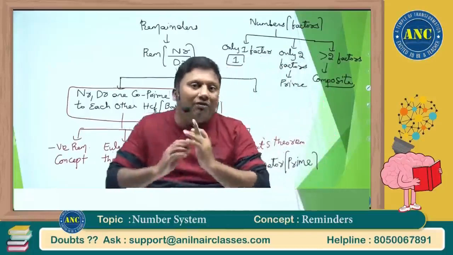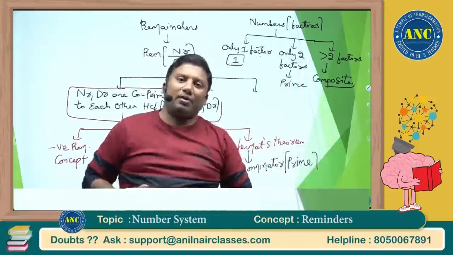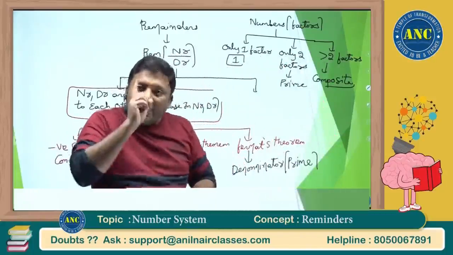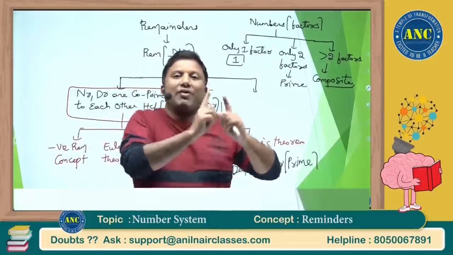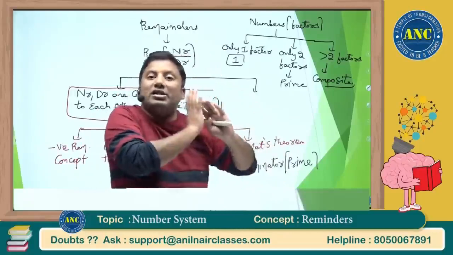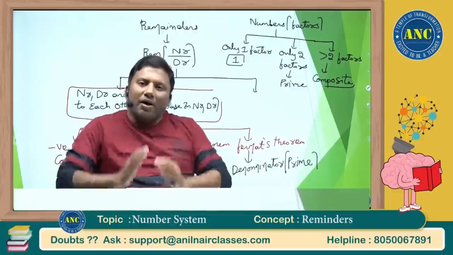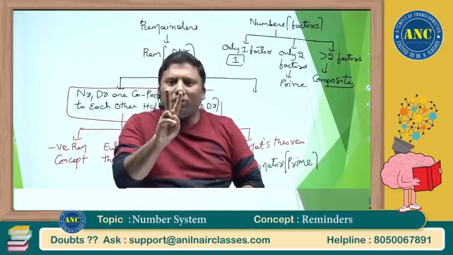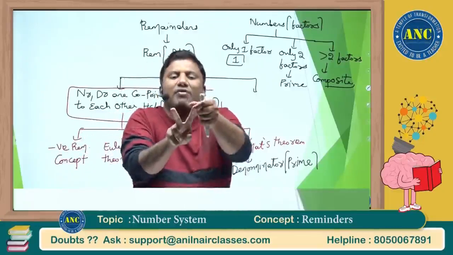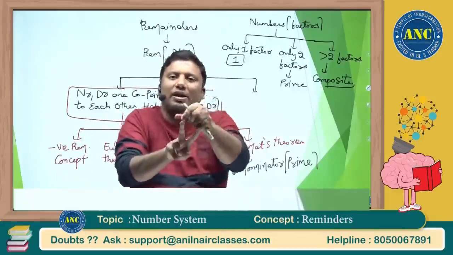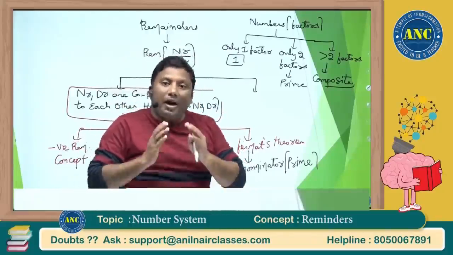Depending upon the number of factors, there are three kinds of numbers. A number which has got exactly one factor is called 1. 1 is a factor for every number. Numbers which have got exactly two factors, that is 1 and itself, are called prime numbers.